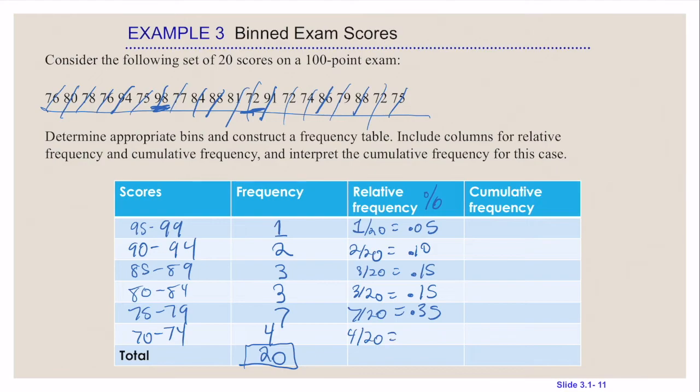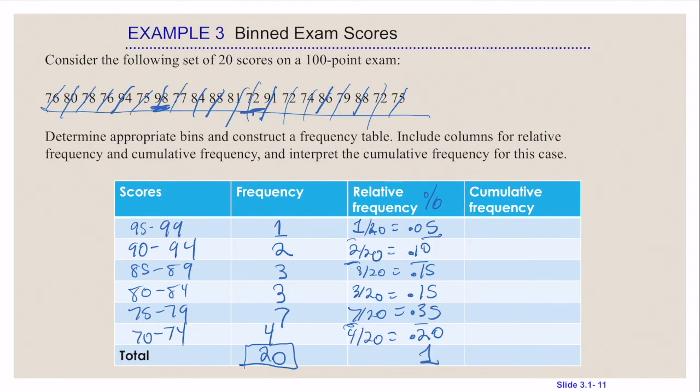If you don't want to use a calculator for this, when it comes to working with a divisor of 20, I kind of think of nickels, right? There are 20 nickels in a dollar. So if I have 1 nickel, I have 5 cents. If I have 2 nickels, I have 10 cents. If I have 7 nickels, I have 35 cents. And that is my little trick for working with the denominator of 20. So enjoy. And then all these relative frequencies add up to 1.